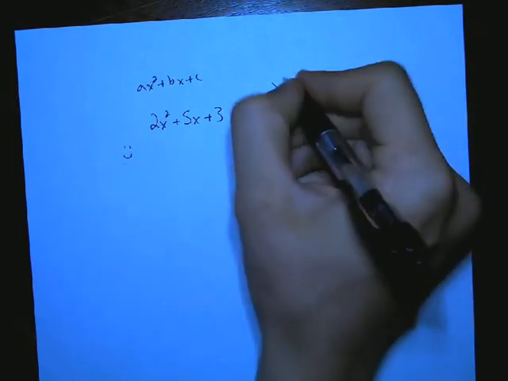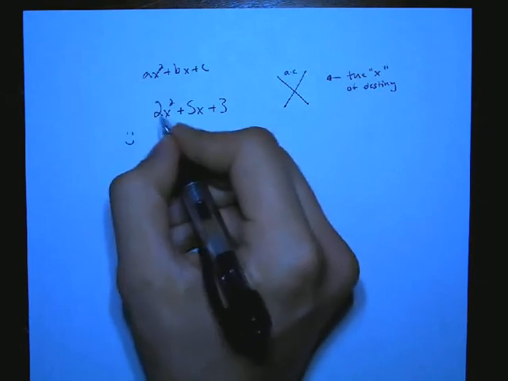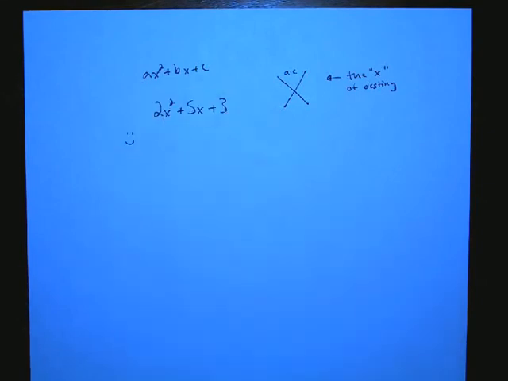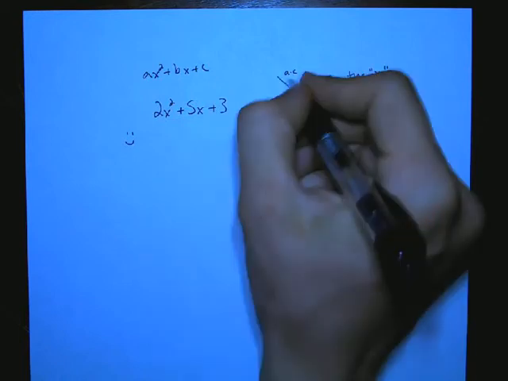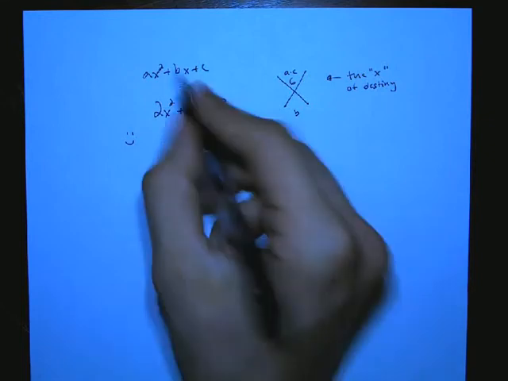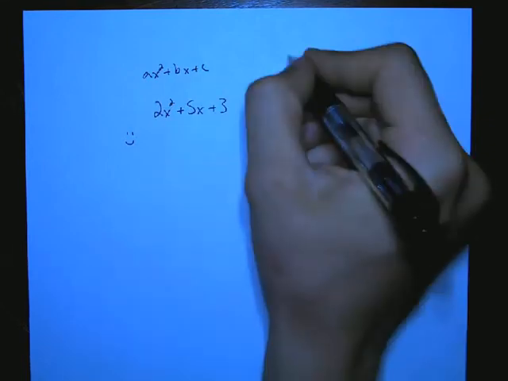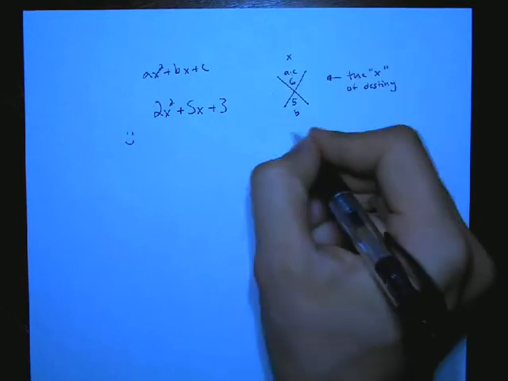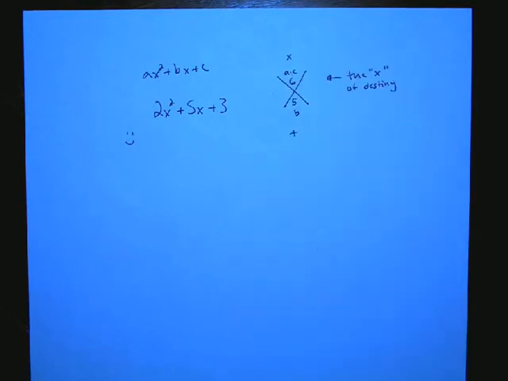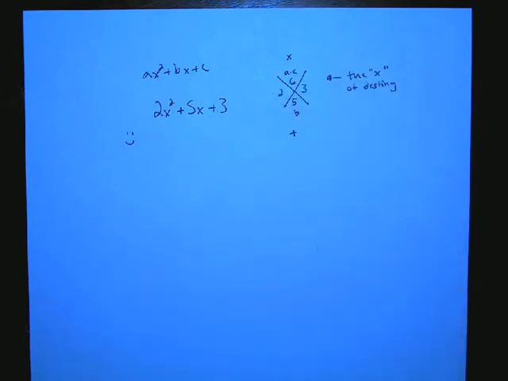First, what goes up here is a times c. In this case, a paired with my x squared is 2. C all by itself with no x's is 3. 2 times 3 is 6. B goes on the bottom. Now B, in this case, is simply 5. I need two numbers. They're going to go here and here. They need to multiply to be 6 and add to be 5. 2 and 3 will do this. 2 times 3 is 6. 2 plus 3 is 5.